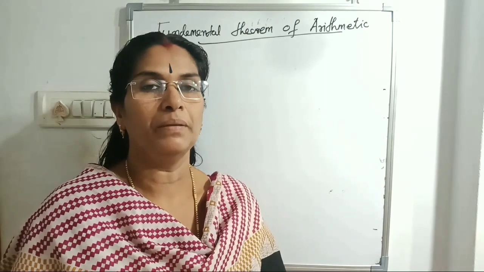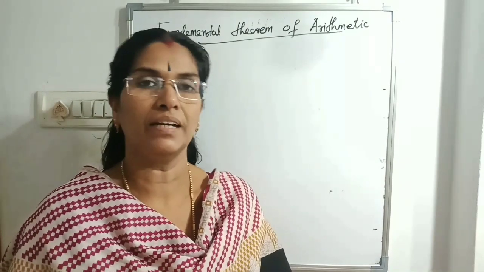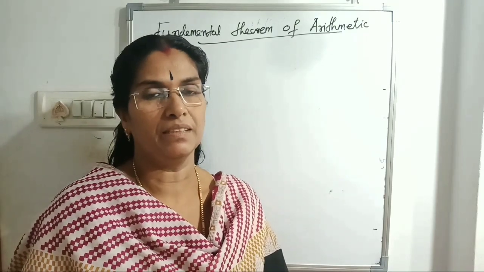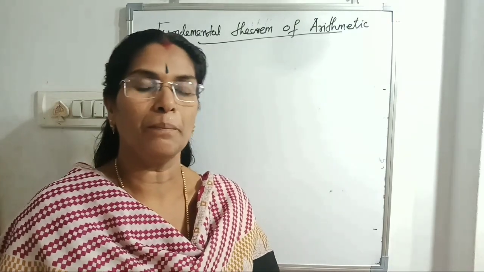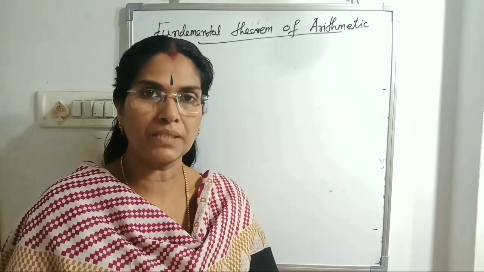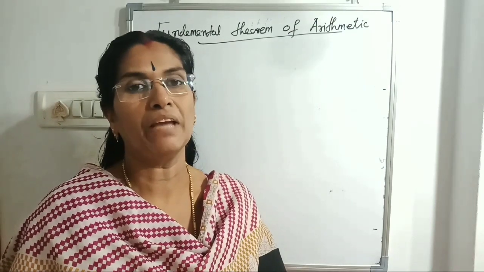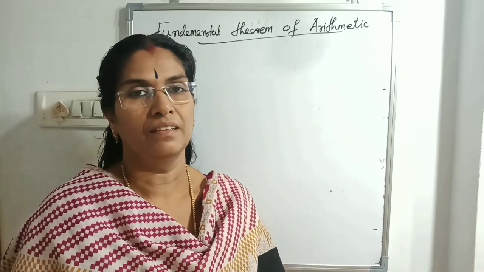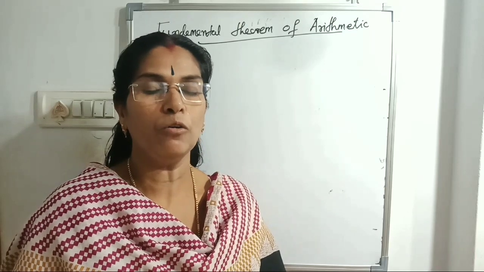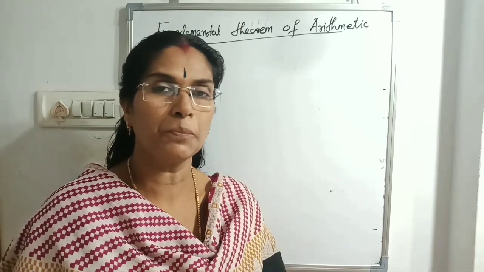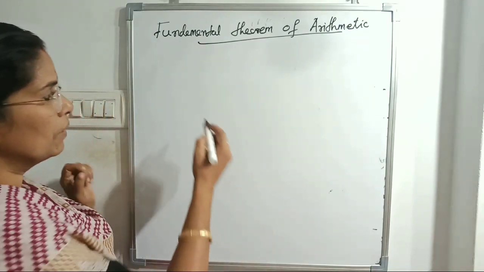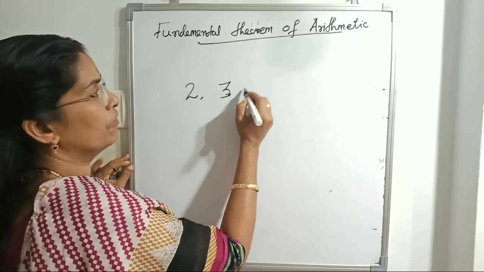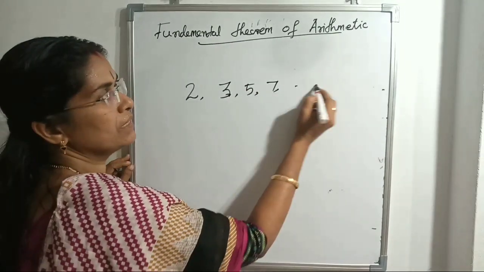What is the fundamental theorem of arithmetic? The proof is no need to study, but you want to know what the fundamental theorem of arithmetic is. That is, every composite number can be expressed as a product of prime factors. And this prime factorization is unique. Clear? Every composite number. What is a composite number? What is a prime number? Do you remember that? 2 is the smallest prime number. 3 is a prime number. 5 is also a prime number. 7 is a prime number, etc.